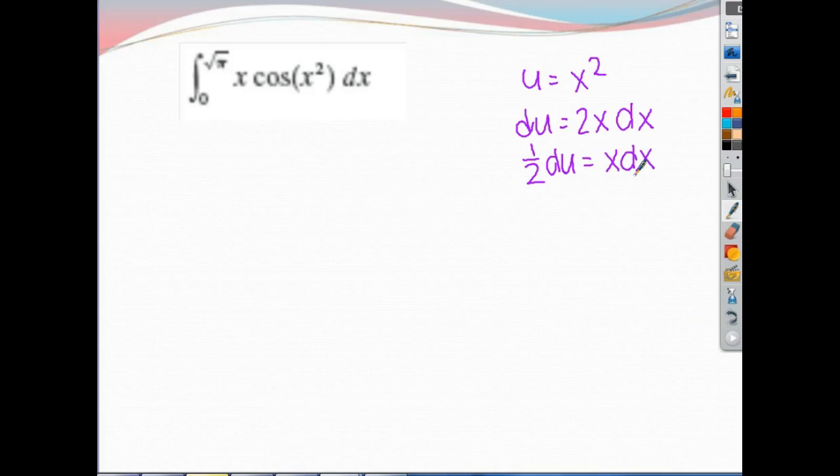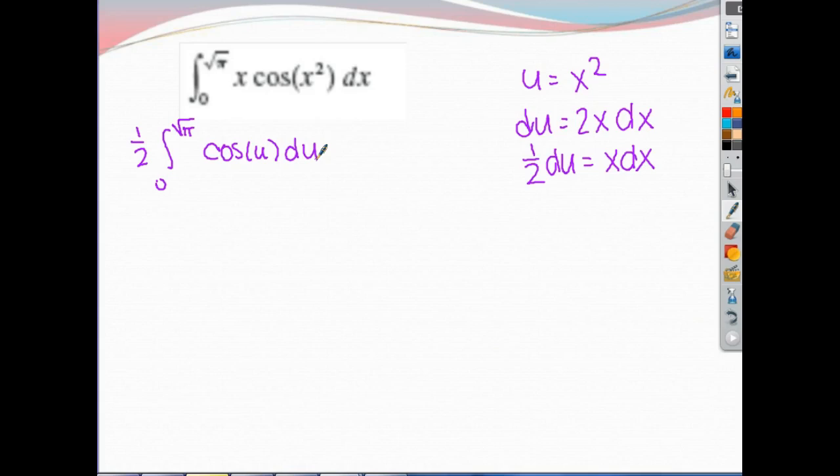So I would make my u x squared. I would make my substitution 1/2 du for x dx, so that I had 1/2 the integral from 0 to square root of pi, cosine u du. Now, this is where you have to make a choice. You have to either change your bounds, or you have to plug back in the x's at the end.